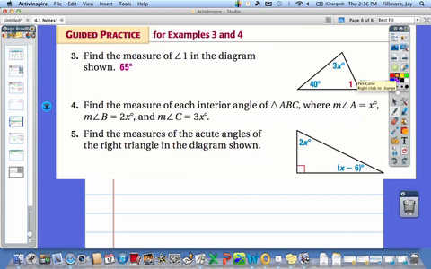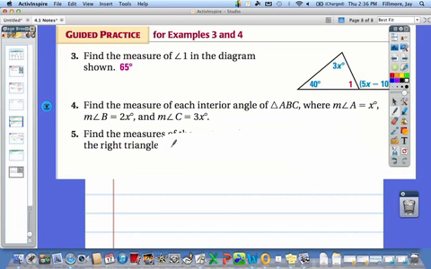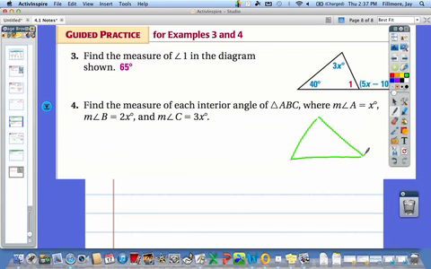For number 4, find the measure of each interior angle of triangle ABC, where the measure of angle A is x, B is 2x, and C is 3x. Well, first thing I might want to do here is draw a picture. So let me make some space. If you're not a picture person, maybe you don't have to, but a lot of students are visual. So I have a triangle where one angle is x, I'll call that A, one is 2x, I'll say that's B, the other one's 3x, I'll say that's C.